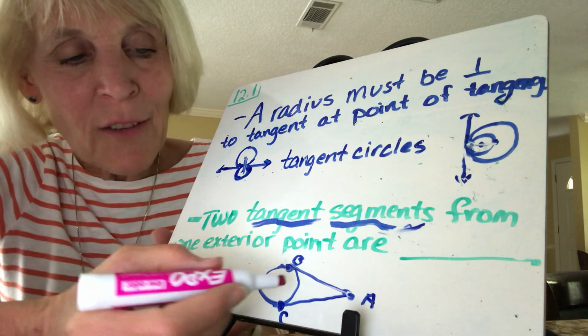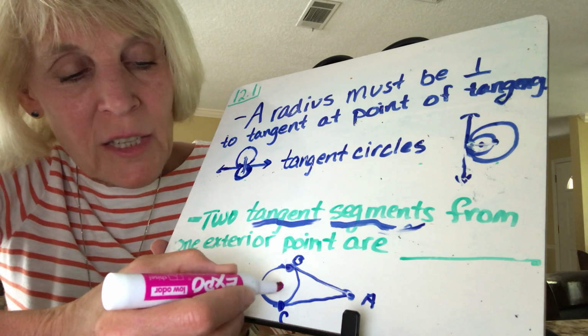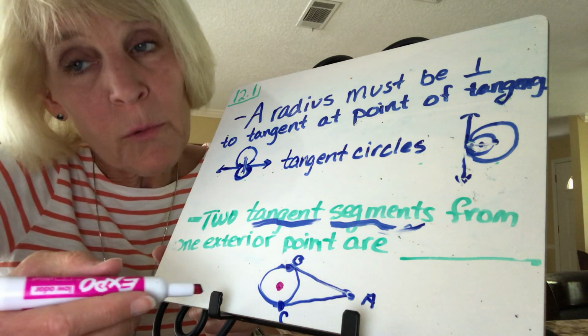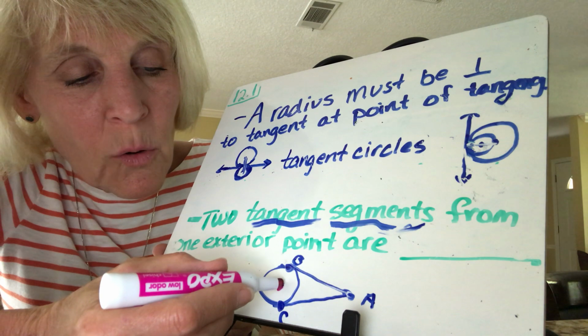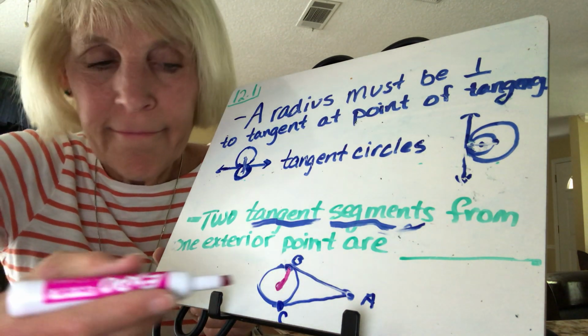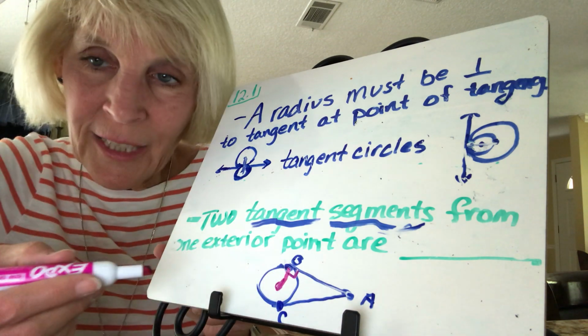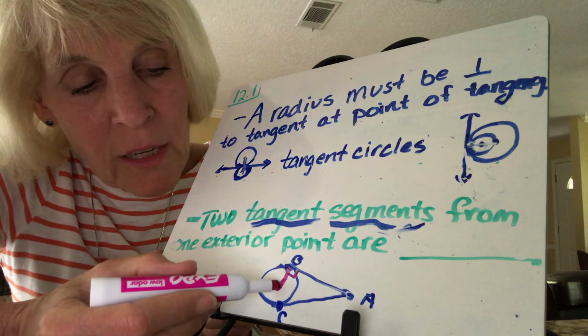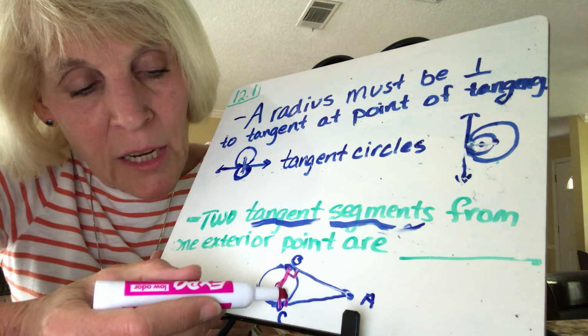You can probably guess at it from just looking. But if I think about the center of the circle and I draw in the radius, what do I know about that radius and that tangent? You're exactly right. It has to be perpendicular. This radius and this tangent, same thing.